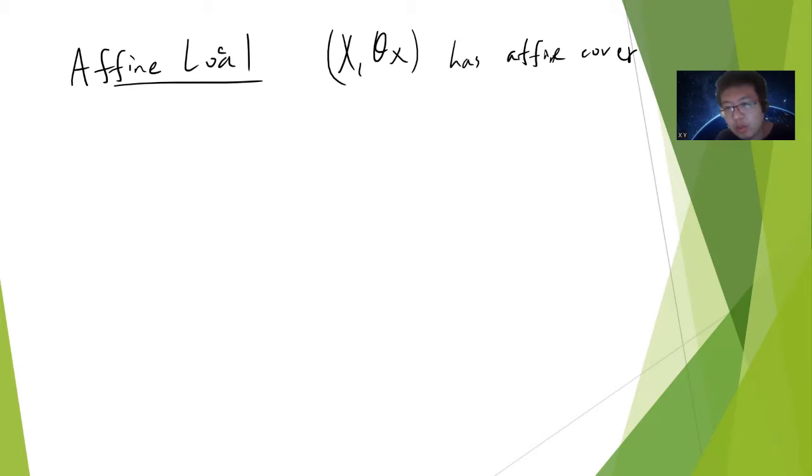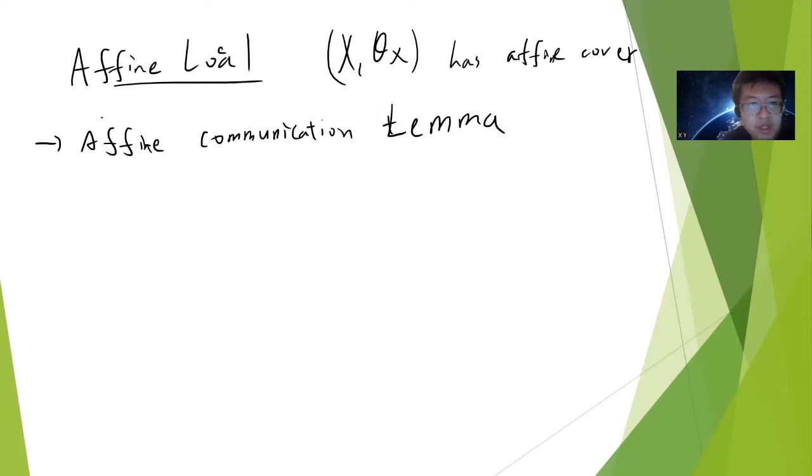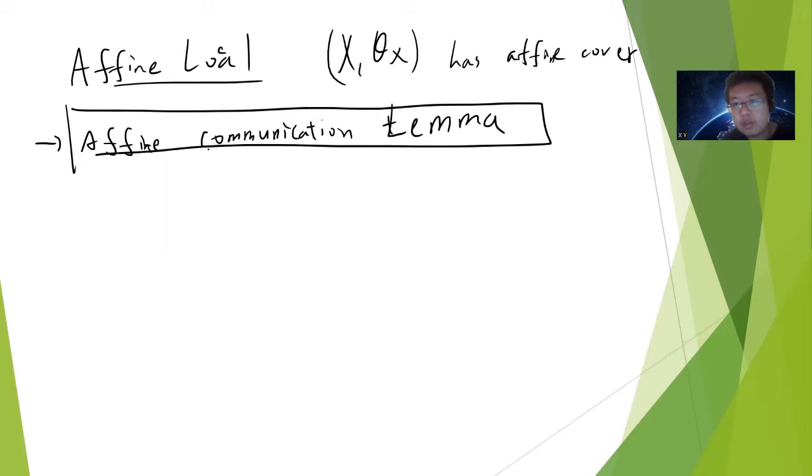So maybe people have already proved that there is some property in this affine cover, but it's not sure whether the rest of the affine covers have it. So there's a powerful tool called the affine communication theory, or affine communication lemma. We will prove this in the next video, and in future videos we will show that there are many other properties which are affine local. I think a very good reference is Vakil 5.3.